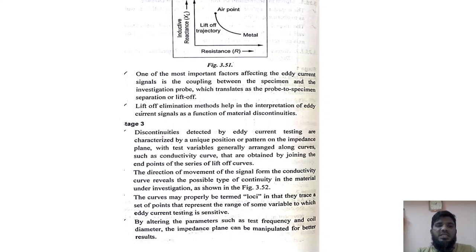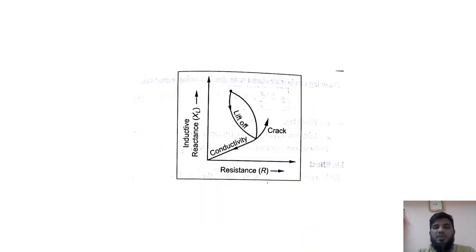In stage 3, the discontinuity detected by eddy current testing is characterized by a unique position or pattern on the impedance plane, with the test variables generally aligned along a curve. The direction of movement of the signal forms a conductive curve. The curve may be properly termed a locus, in terms of the trace of a point. So generally this happens: when it is falling off, suddenly when there is a crack or something present, the resistance will be increasing. The conductivity will not be there, so the conductivity will become 0, so it will be decreasing. So if the crack is there, it will be increasing like this.